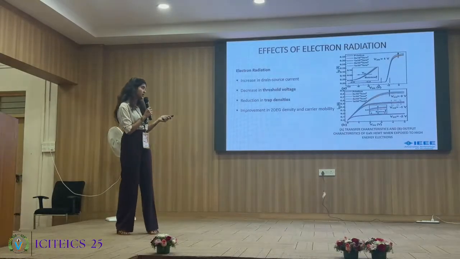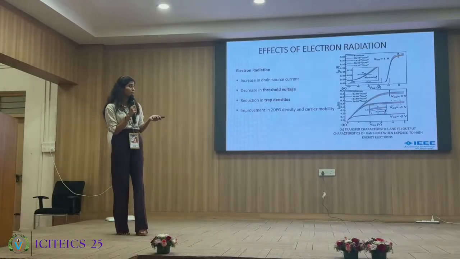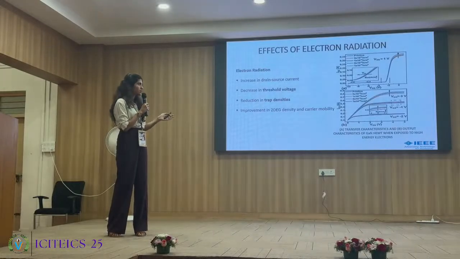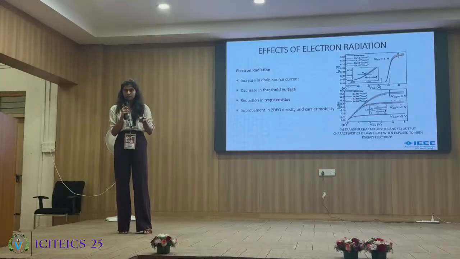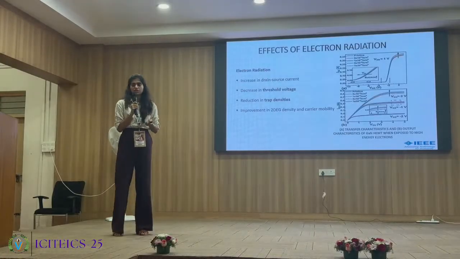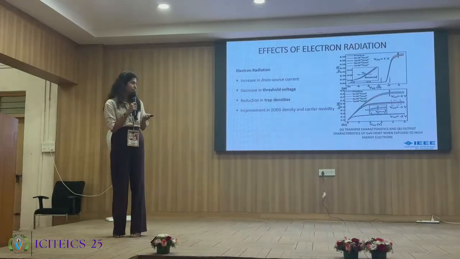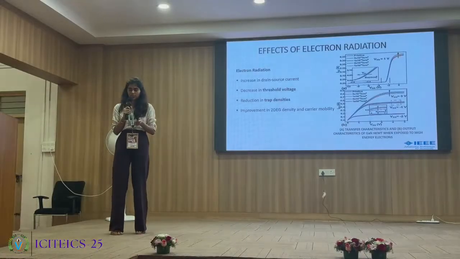And from the second graph, which is the output characteristic graph of the gallium nitride HEMT, we can observe there is an increased pattern of saturated drain to source current. That is when there is an increase in the electron planes. So these results suggest that there is an improvement in the device's electrical parameters or characteristics post exposure to the electron radiations under controlled exposure.